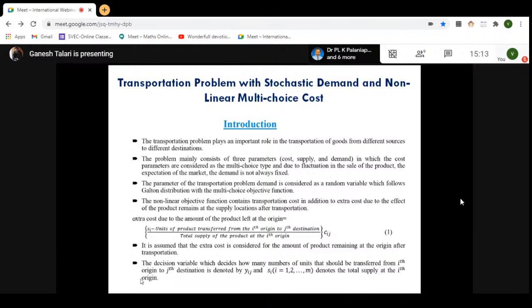Because the units of product transferred from the ith origin to the destination are subtracted from the total supply of the product from the ith origin. See how much amount has been left out at the origin from the total after transportation. That is what I'm saying. After transportation, how much amount has been left out at the origin should also be multiplied with your cost. So it is assumed that extra cost is considered for the product remaining at the origin after transportation. Here, what is Yij? It is the number of units transported from the ith origin to the destination. As usual, Si is the total supply from the ith origin.